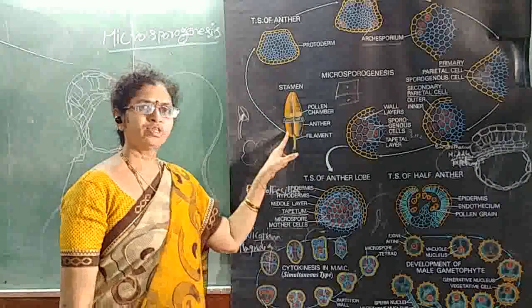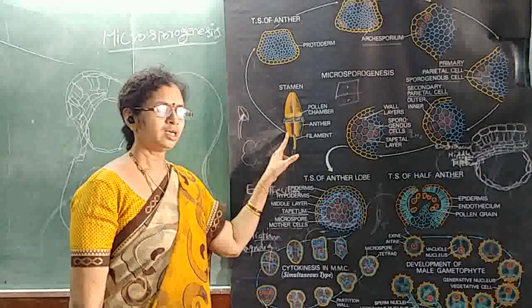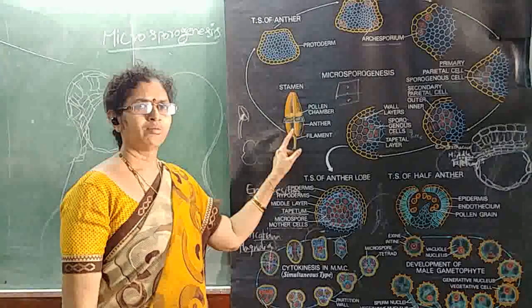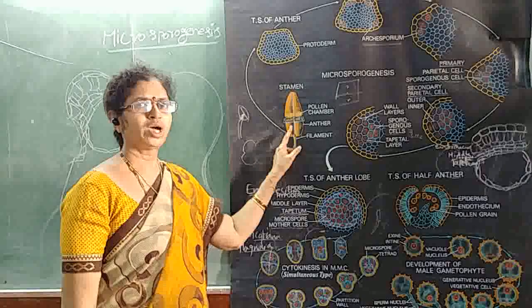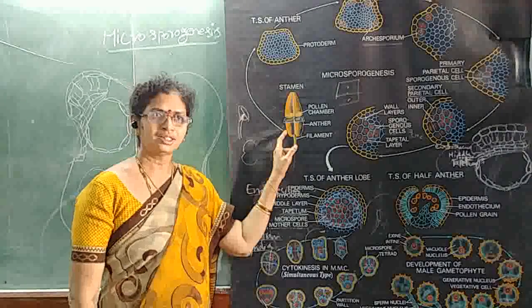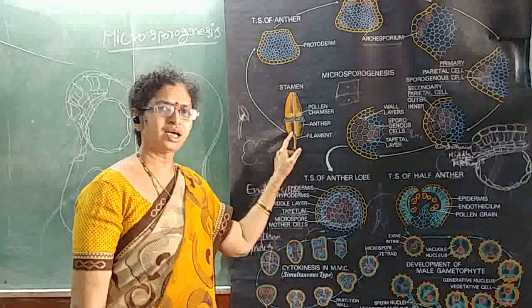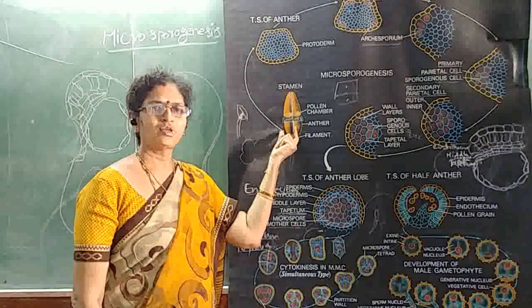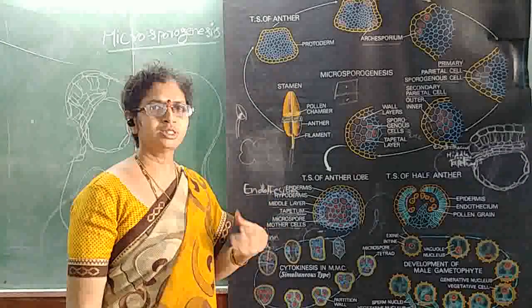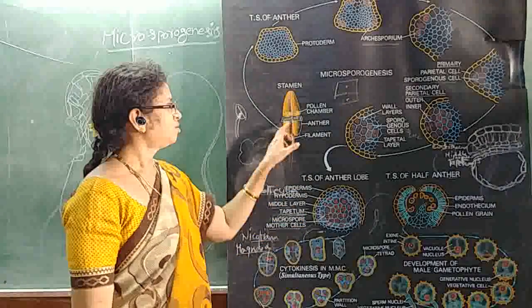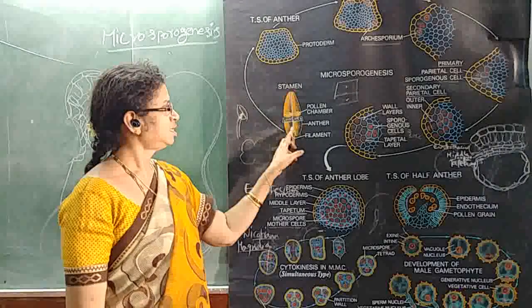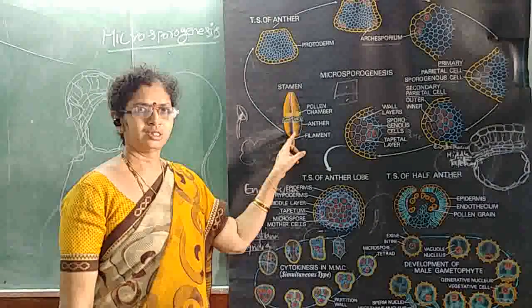The upper part of the stamen is known as anther. It consists of, in majority of cases, two anther lobes. Such anthers are known as dithecous anthers. In some cases, the anther consists of only a single chamber, that is known as monothecous. In dithecous anthers or monothecous anthers, the sporangia are present.